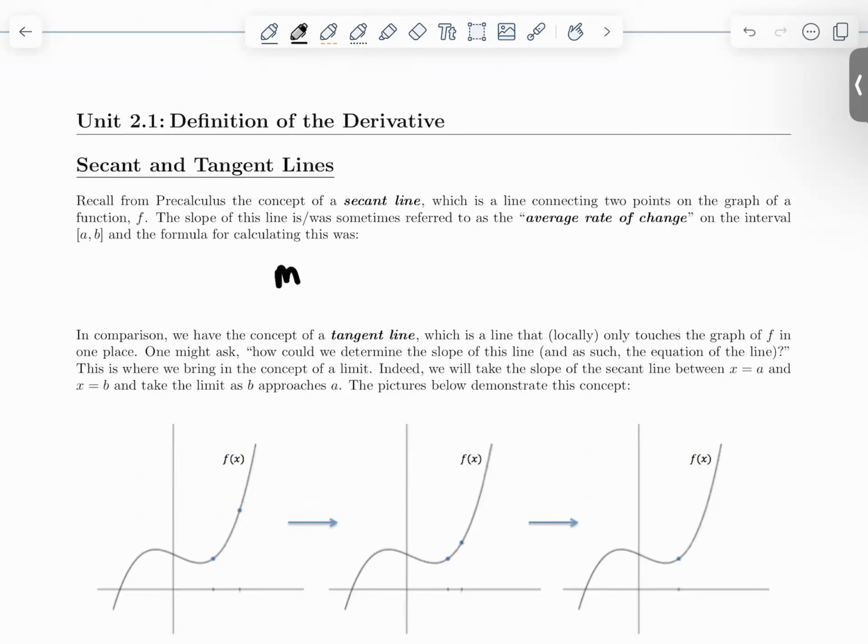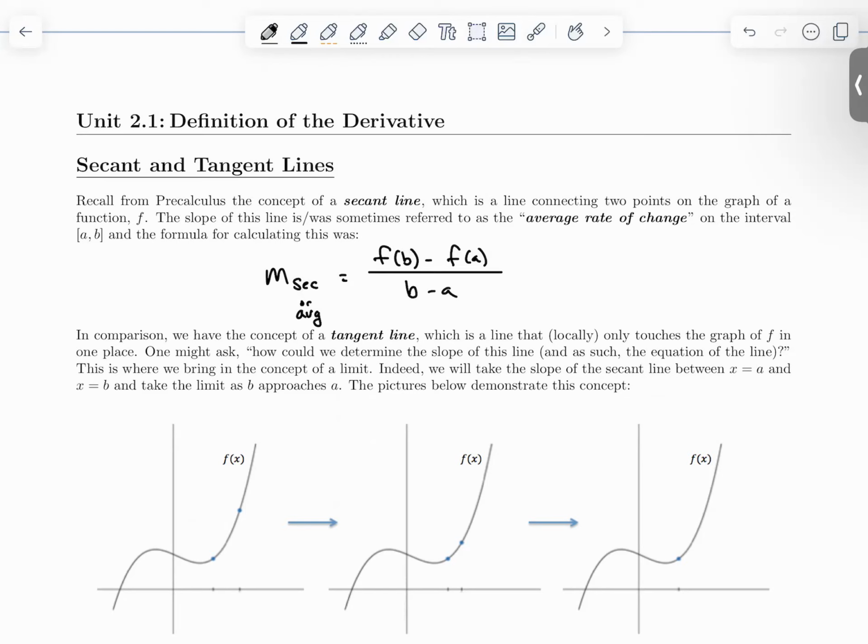So it was usually written like m sub secant, or average, is equal to f of b minus f of a over b minus a. That was the secant line. It's just the slope formula, but written differently because we're talking about a function instead of just a line. And in an intuitive, real world sense, that's like the average rate of change.